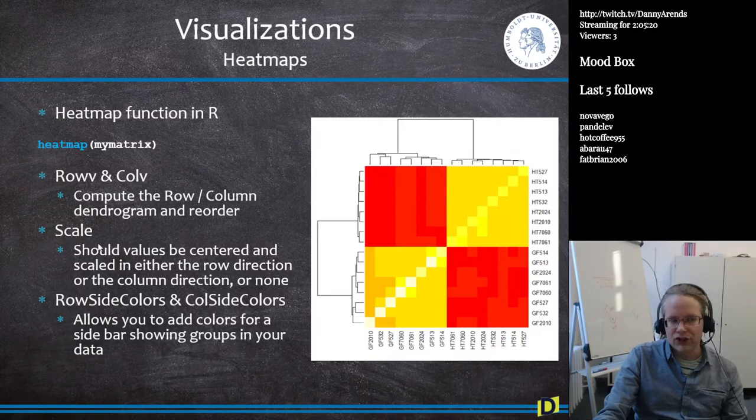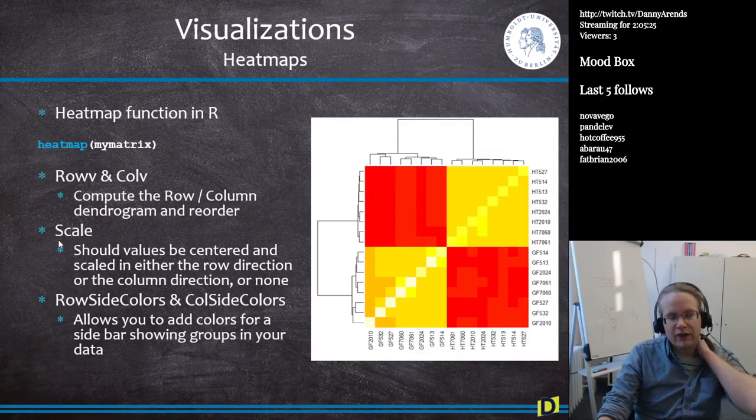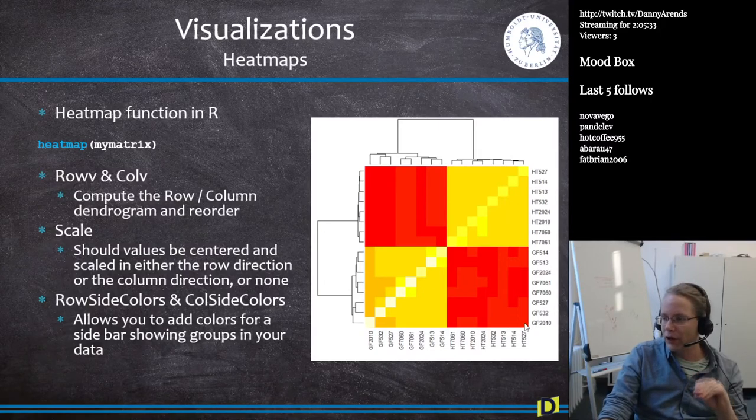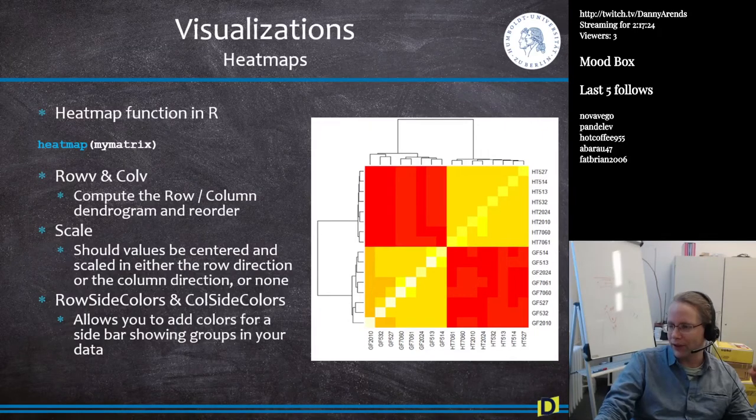Besides that, we also have the scale parameter. If you say scale is, for example, rows, then for every row it will calculate the mean and make all of the colors relative to the mean. You can also scale by the columns. Then the same thing happens for each column: it will calculate the mean, and the colors will be relative to this mean value. In general, I always say to people that if you do a heat map, you should first set the scale to none.